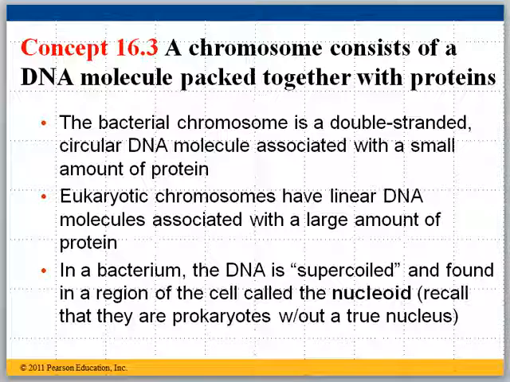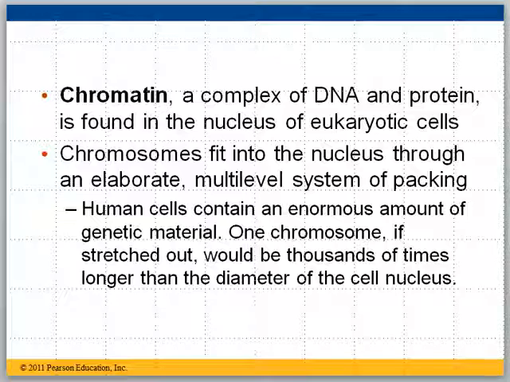So let's take a look at our DNA material and how it's put together and what we see underneath the microscope. First, we're going to talk about something called chromatin. Chromatin is basically the DNA and all the proteins associated with the DNA. So chromatin is a complex of DNA and protein found in the nucleus of eukaryotic cells. Chromosomes fit into the nucleus through a very elaborate packing system. You're talking about a very large amount of genetic information, and if you were to string the DNA out in one long linear thread, no way would it fit inside the nucleus of the cells.